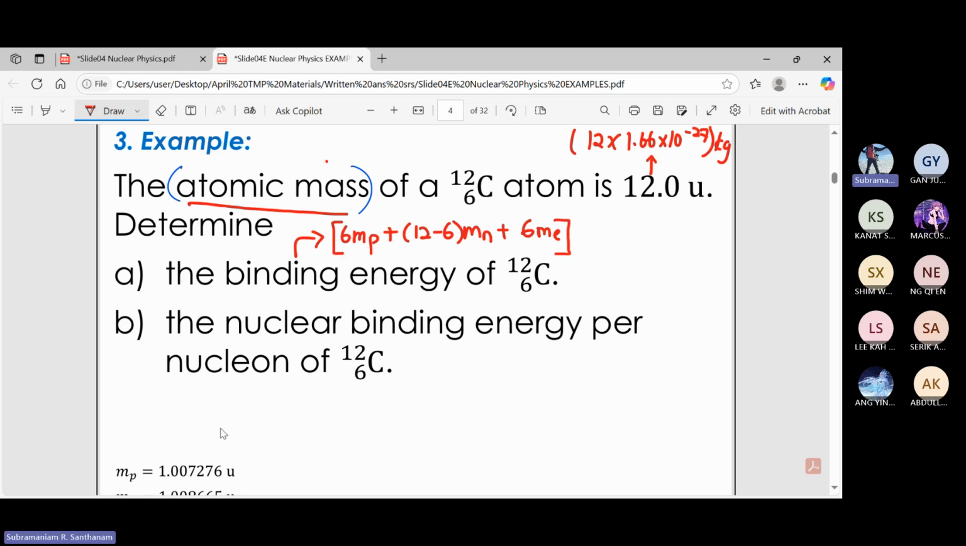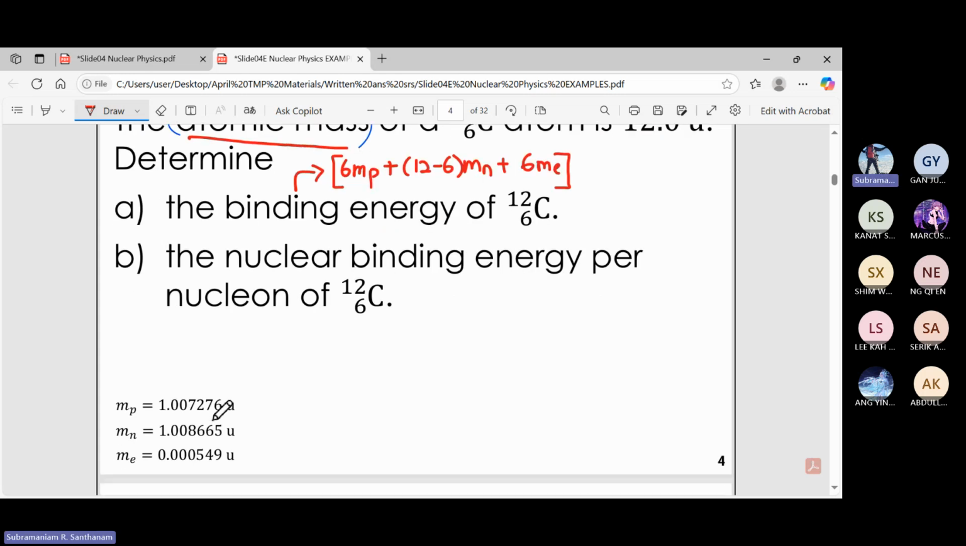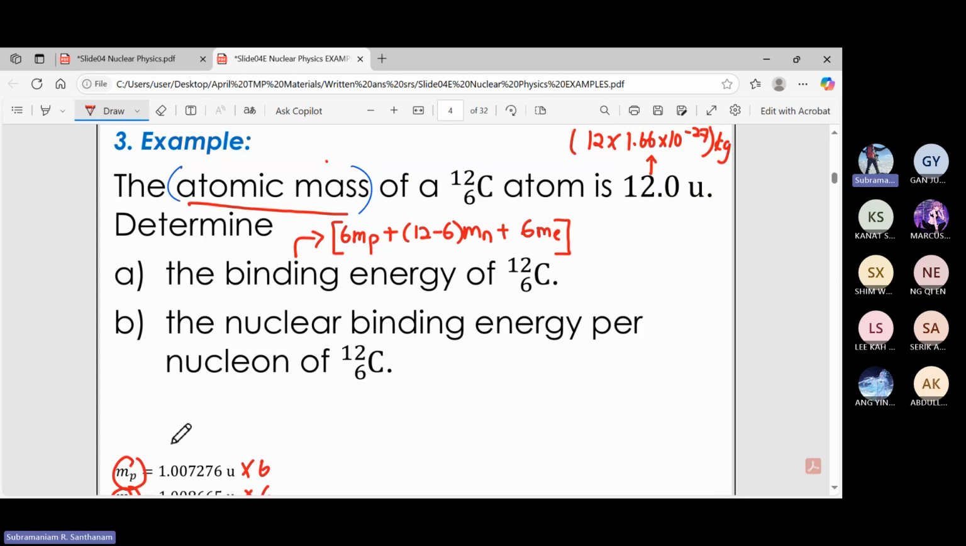Once you have found that, what do you have to do? You follow the 6 times. You don't need to substitute the values, you can just use the values m_p, m_n and m_e. So times by 6, times by 6, times by 6, then you add them up. That will give you the total mass of the proton plus neutron plus electron.